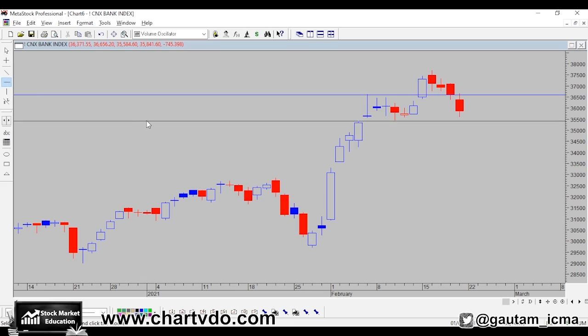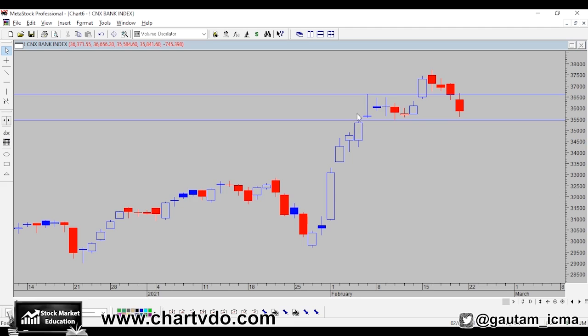On the lower side, the first support comes at around 35,450 odd levels. Let's see, most likely we may get that particular zone. Here too there is a gap at 35,413 and the gap was created on 5th of February. We need to check out whether the Bank Nifty comes and halts here or not.